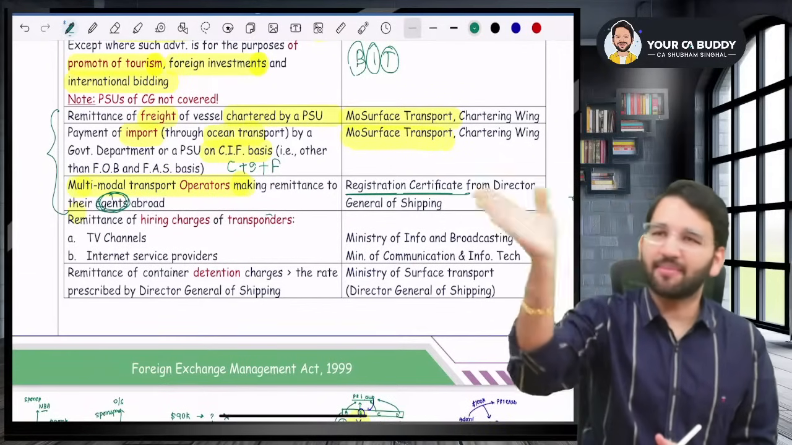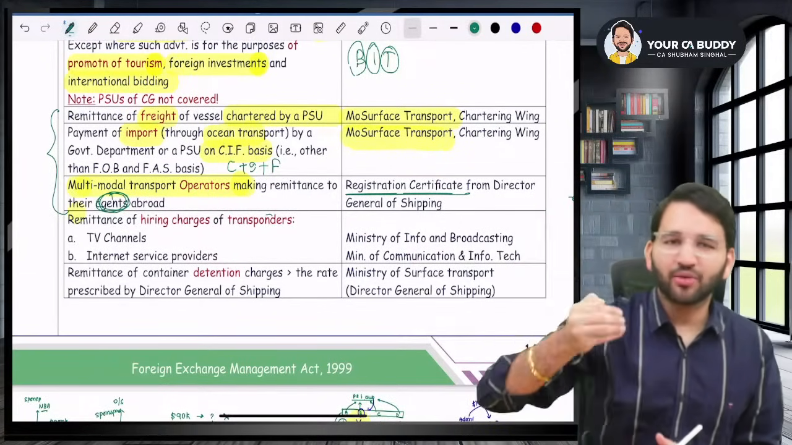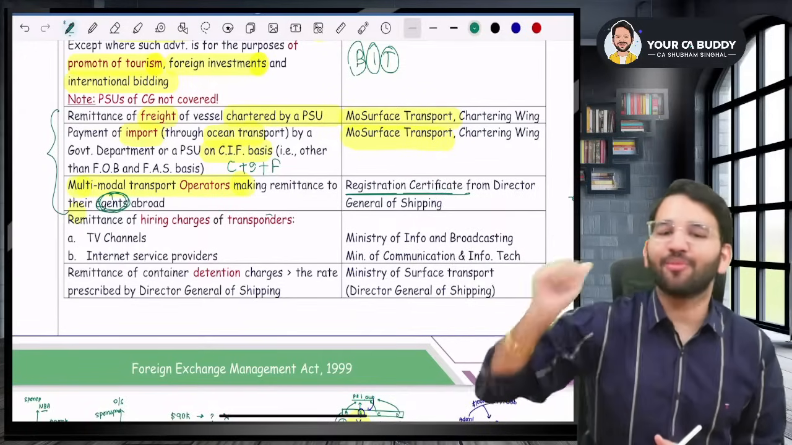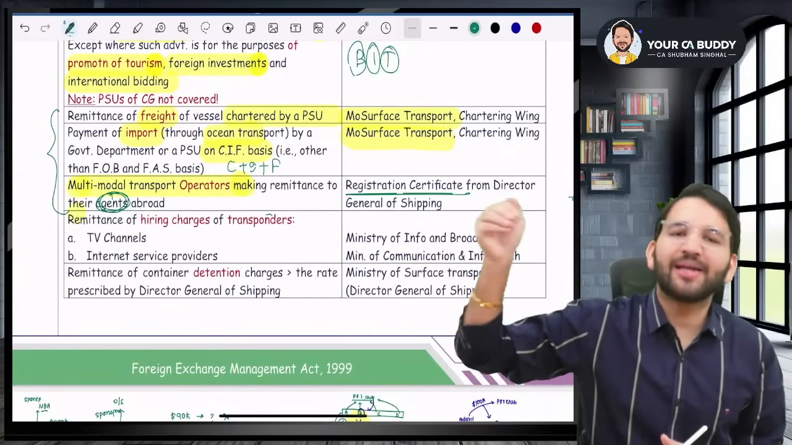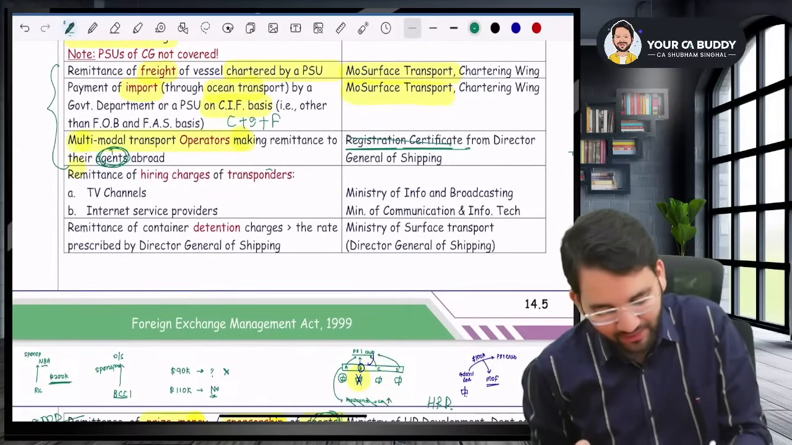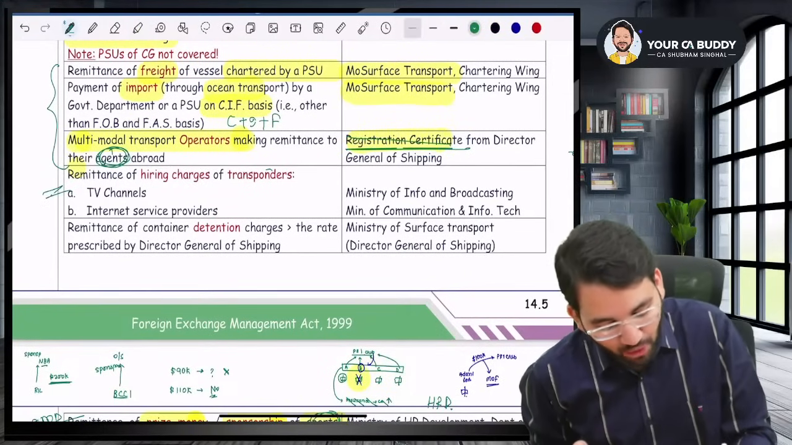So if you're paying freight, Ministry of Surface Transport, bringing something through ocean transport on a CIF basis, cost insurance freight basis, then your Ministry of Surface Transport and multimodal transport operators. In that case, you will have to take a registration certificate. Okay. After that, next one is important, sir.